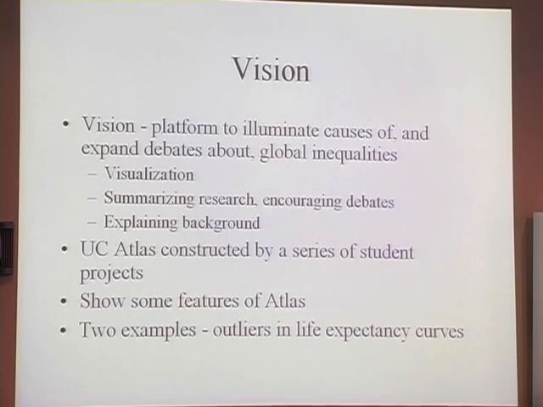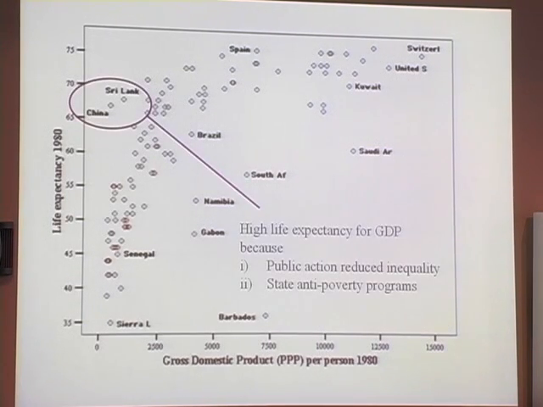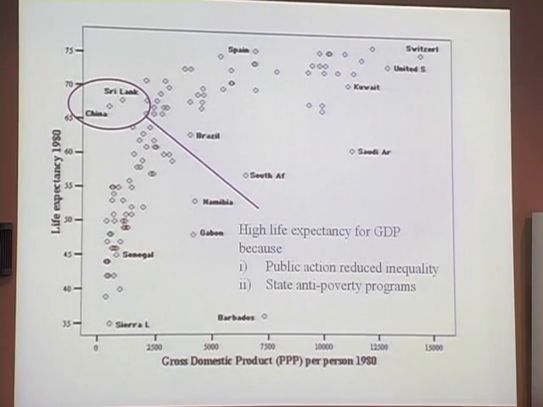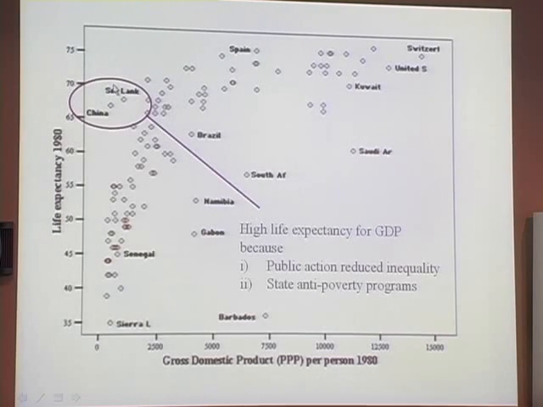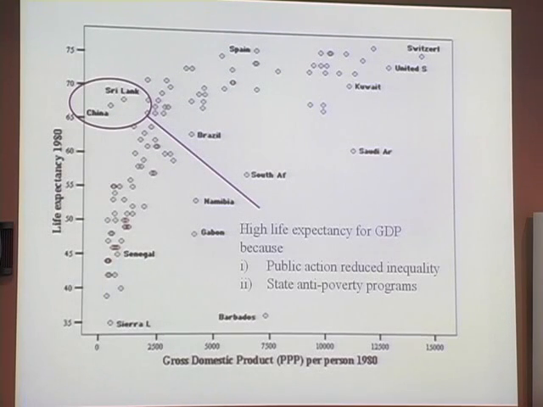So we're going to go through some of the features. Before we do that, I'm just going to mention a couple of interesting little insights emerging from the Atlas work. Here's an early graph of the sort that Gapminder has animated, of gross domestic product along the bottom, life expectancy up the side. What we're interested in is that we can shed some light on some of the outliers. So there are interesting outliers on both sides. Sri Lanka and China have life expectancies way above what you would expect for their level of economic development.